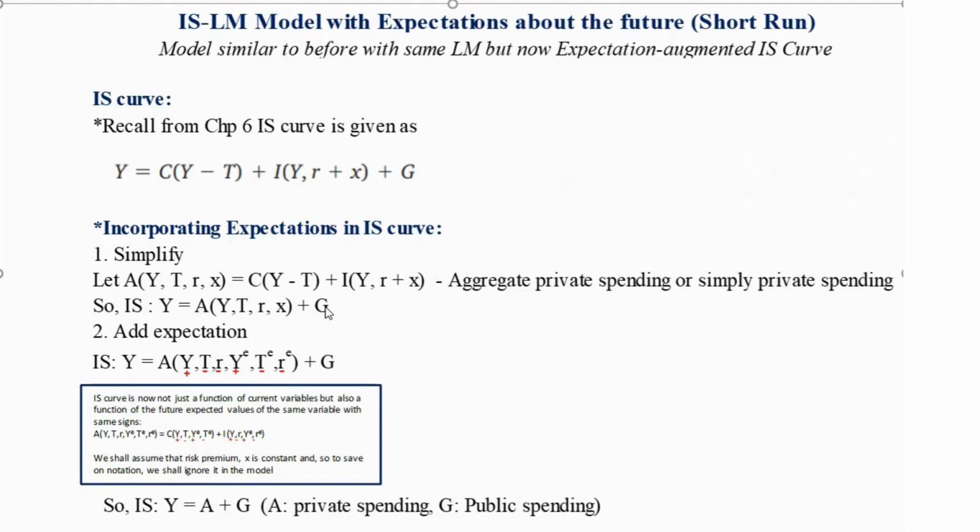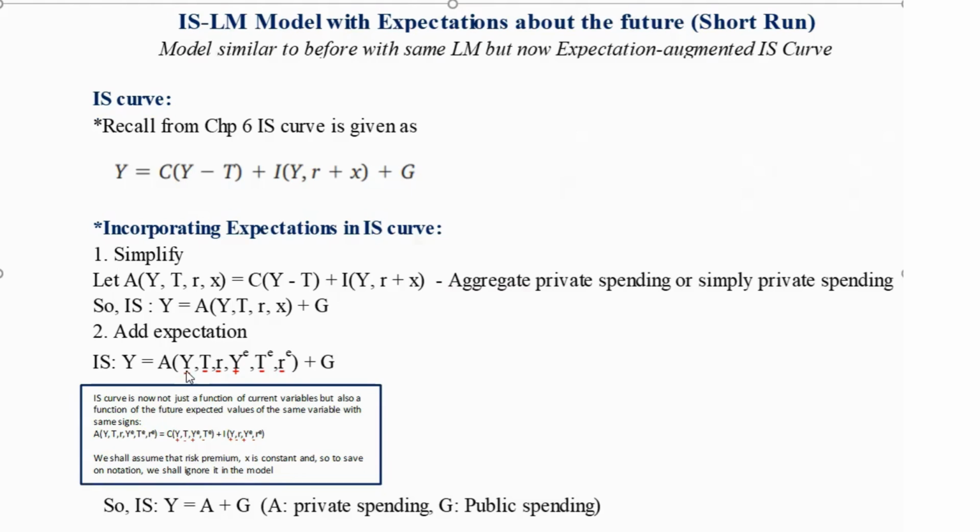Now, the next step, we will actually add expectations, where now the IS curve is not just going to be a function of current variables, but also a function of the future expected values of the same variables with the same signs. What does this mean? We know in private spending, consumption and investment depend positively on Y. So now we're going to write private spending as a positive function of not just Y, but also Y^e. So you're writing it as a function of not just the current variables, but also a function of future expected values of the same variables with the same sign.